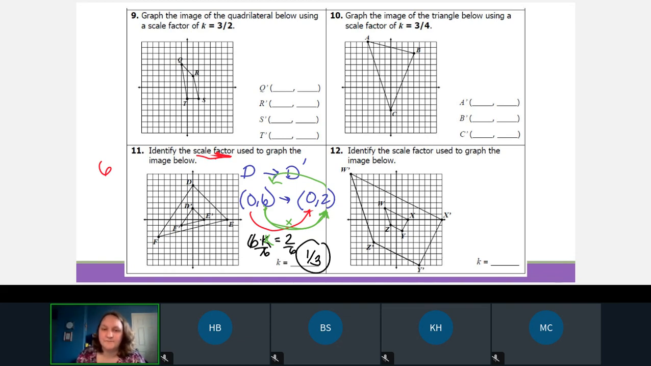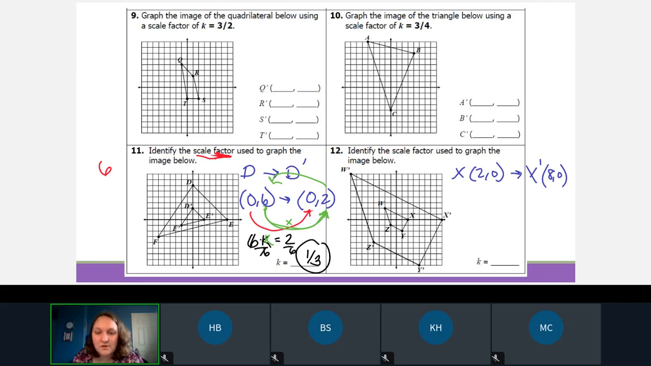Let's look at number 12. John, since you're the last one I see there, what letter do you want to use? Do you want to use W, X, Y, or Z? X. All right, so in number 12, let's find the coordinate of X. Yep, absolutely. Lydia, that's perfect. X is at the coordinate 2, 0, and then it ends up at X prime, and X prime is at the coordinate 8, 0. So this one's a little easier.